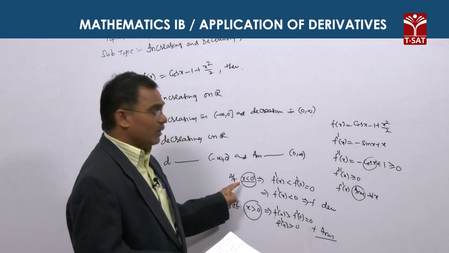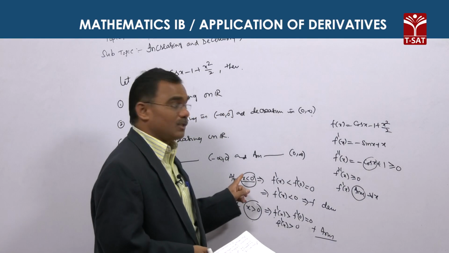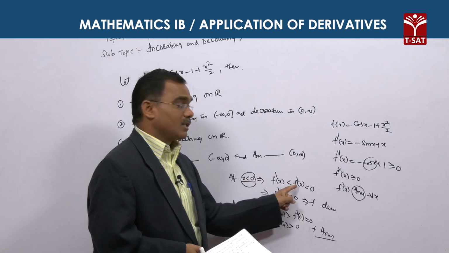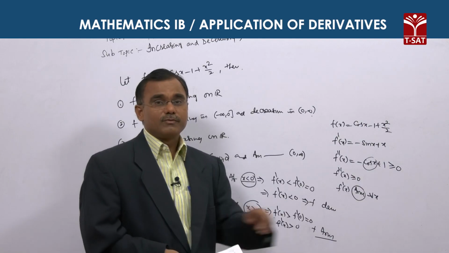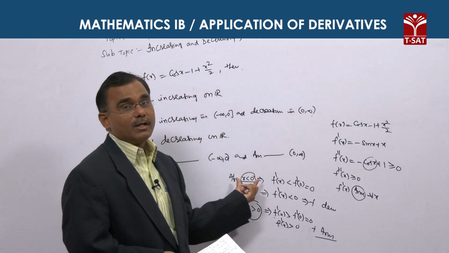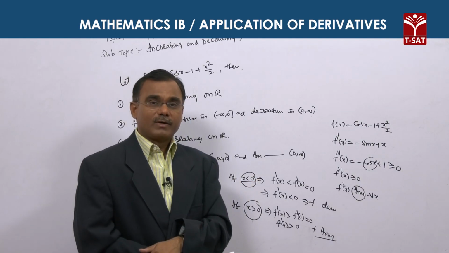Now take x less than 0. f' is an increasing function, which implies f'(x) is less than f'(0). The value of f'(0) is 0. So f'(x) is less than 0, which means f is a decreasing function for all x less than 0, that is, from minus infinity to 0.